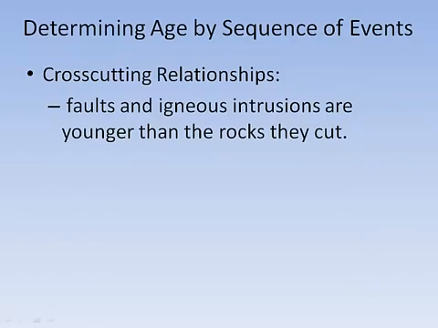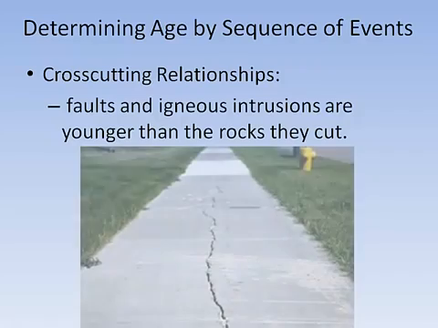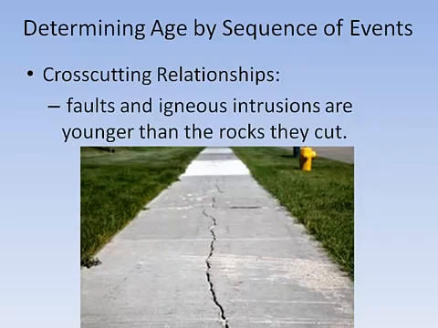Another thing that we use is something called cross-cutting relationships. And what that means is that faults or igneous intrusions are younger than the rocks that they cut into. Look at this picture of the sidewalk. Which is older, the sidewalk or the crack? Well, obviously the sidewalk's older. The sidewalk had to be there before the crack could form in it. And that's the basic idea of cross-cutting relationships. Rocks have to be there before you can have faults in them, or magma can intrude into them.